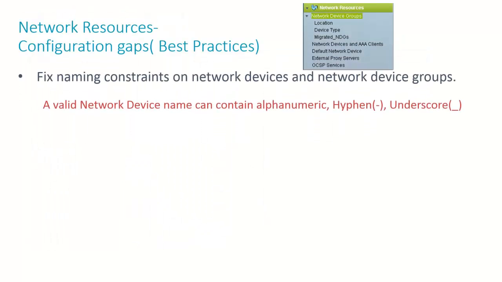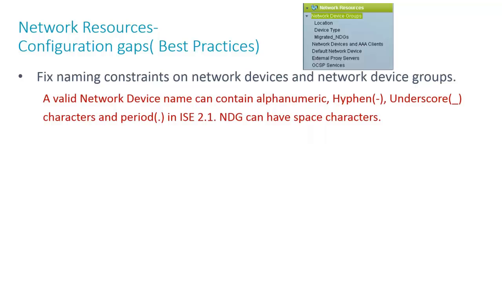First, let's take a look at network resources. This covers network device groups as well as network devices. ISE in general has stringent naming constraints because ISE is by default configured to be a more secure system. So it allows only certain characters, including alphanumerics, hyphen, underscore, and period in ISE 2.1 especially. Network device groups can have space characters.